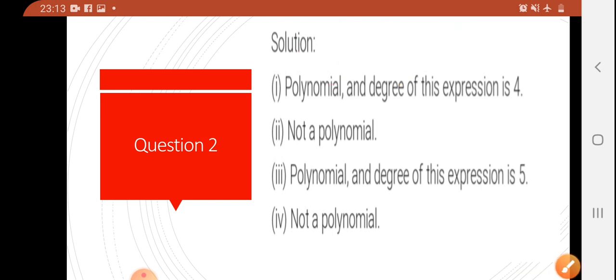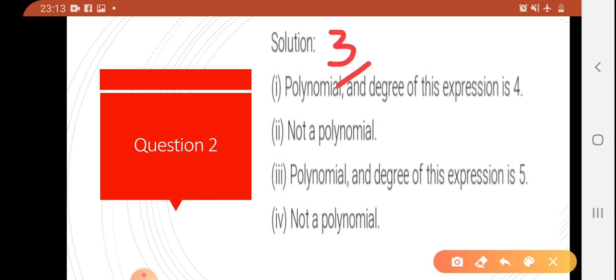Now the first term has 3 as a power. The second term is 3 upon x square. Therefore we can write x with power minus 2, because when we move it to the numerator side, the power of x becomes negative. Therefore, in a polynomial no power should be negative. Therefore it is not a polynomial.